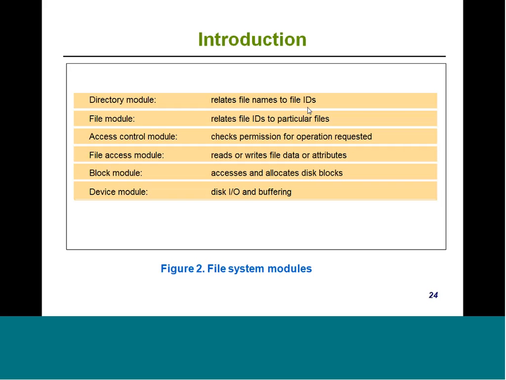The file access module is used to read and write file data or the attributes, and the block module accesses the file system, or essentially the disk, and allocates the blocks that are needed for writing the file. The blocks are usually in chunks of some number, so based on the file size or estimated file size, it allocates some blocks for that particular file in memory. And then the device module is the module that accesses the disk, does the IOs, and also does the buffering.